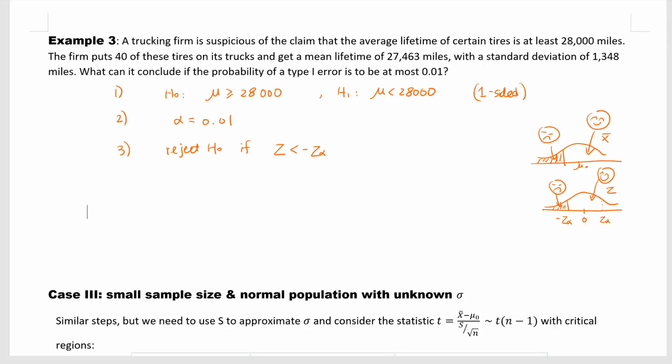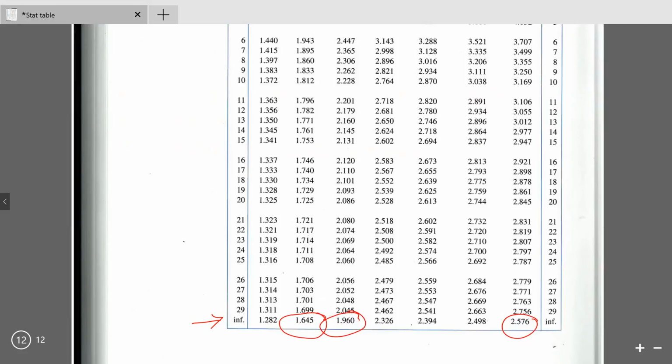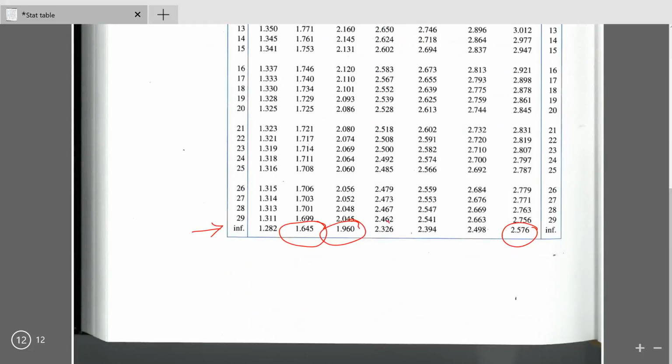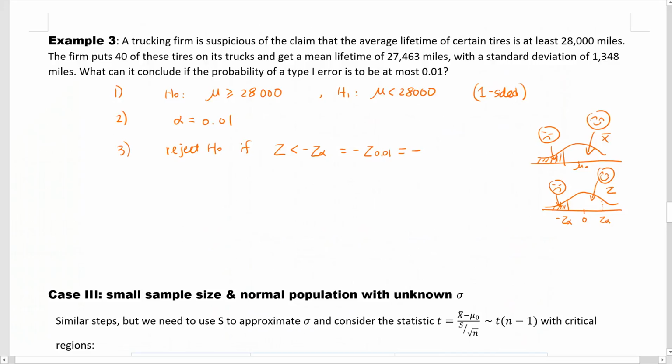What's Z alpha? Well, Z alpha is Z.01. What's Z.01? Well, let's look at our table. Alpha is 0.01, then 2.326. 2.326. Where am I pointing? So far so good, everybody? And then step 4, we're going to calculate.